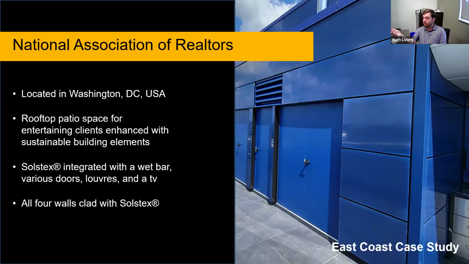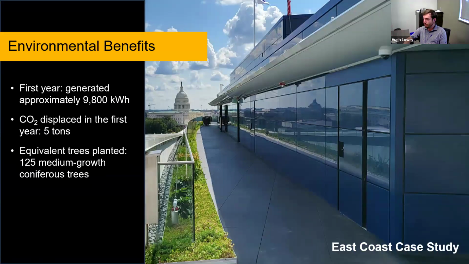So we integrated Solstex with the doors, with a wet bar, with louvers and a TV. We did all 4 walls. Very in-depth project with a lot of custom-sized panels. You can see actually a door being clad right here in this photograph. You can see the Capitol in the background.